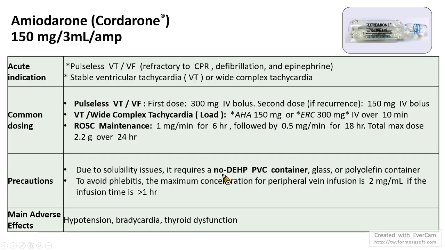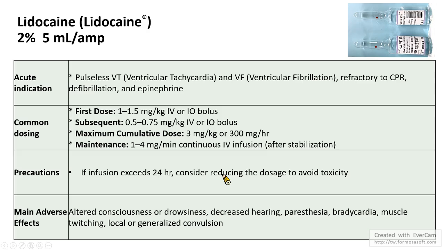And the main effect of this is Amiodarone can lead to hypotension or bradycardia, and in the long run lead to dysfunction in the thyroid. So we have to monitor for those markers, T4 and T3, and also the TSH.